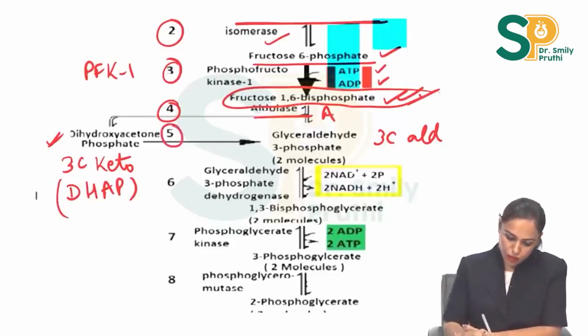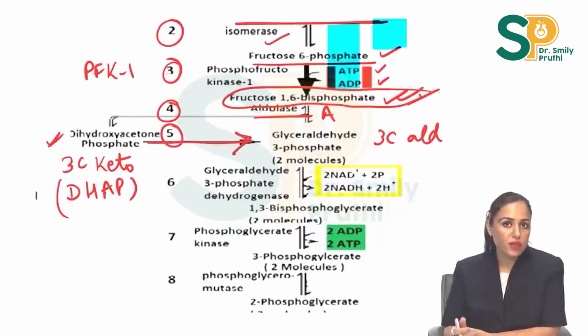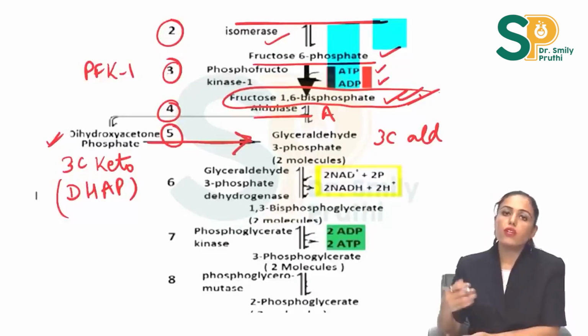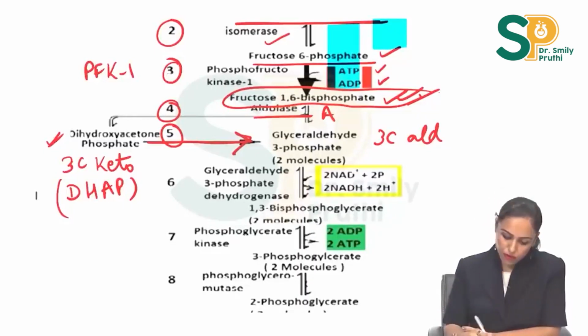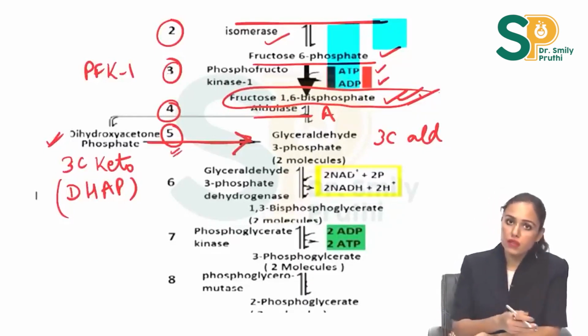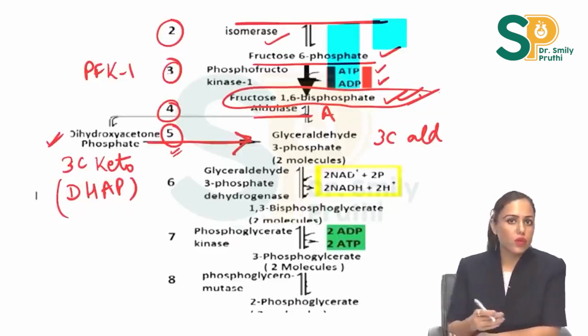Now the fifth step: DHAP also gets converted to glyceraldehyde 3-phosphate. This way we get 2 molecules of glyceraldehyde 3-phosphate. The name of the fifth enzyme: aldehyde and keto interconversion is always by isomerase. So the fifth enzyme is isomerase.